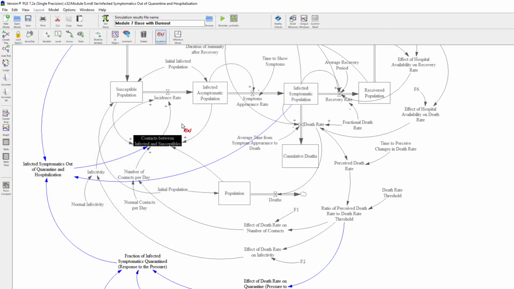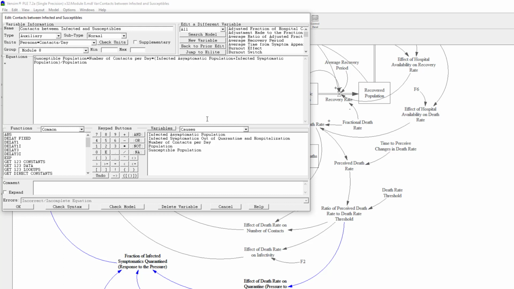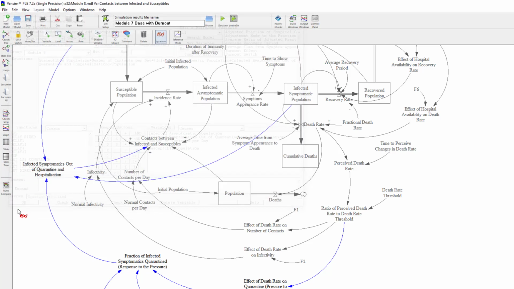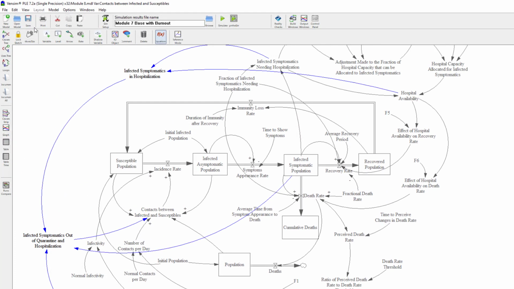Now the contacts between infected and susceptibles, we need to modify that. So what we do here is delete this infected symptomatic population from the equation. In that place, we click infected symptomatics out of quarantine and hospitalization. So we replace the overall infected symptomatic population with those who are not hospitalized and not quarantined, and we should be good to go. Okay, let's save our model.